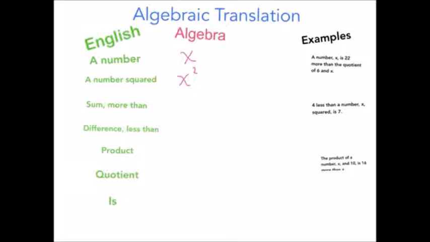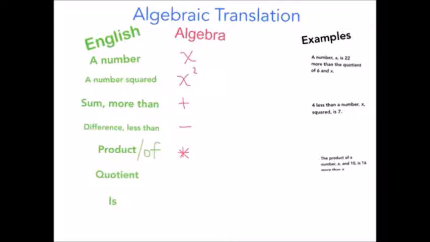When we see the word sum or the phrase more than, it implies that we're adding. And when we see the phrase less than or the word difference, we want to subtract. Product implies multiplication. And another common word that implies multiplication is the word of. And a lot of times you'll see these together. The product of 10 and x would simply be 10 times x or 10x.